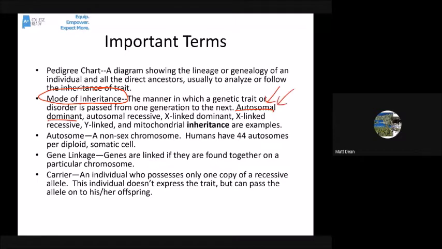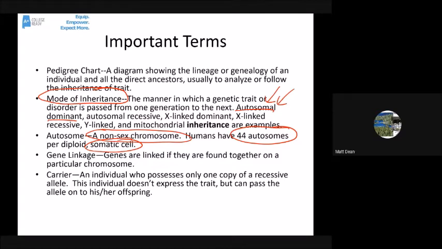First of all, you need to know that an autosome is a non-sex chromosome. Us humans, regardless of sex, have 44 of those in every diploid somatic cell, 44 autosomes. So if a trait is autosomal, males and females should be affected pretty much the same way.